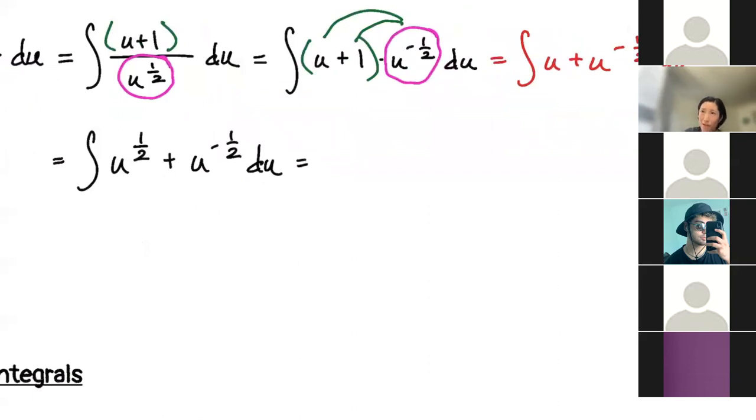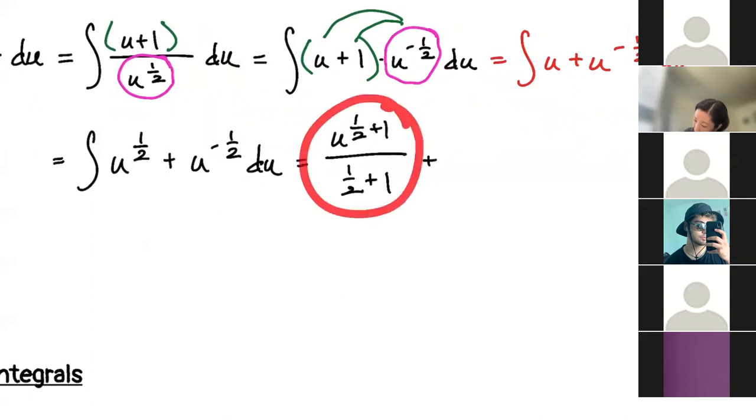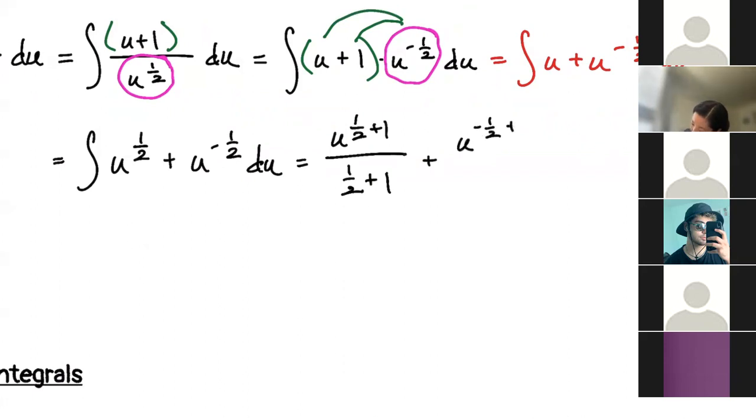Fractions, negative fractions, and the power rule. I wanted to do this because I know this is where we are struggling. So u to the 1/2 plus 1 over 1/2 plus 1. We've seen this one a bunch so far today, but I see a lot of folks who do this part correctly and then they don't do the next part correctly. So we have u to the negative 1/2 plus 1 over negative 1/2 plus 1 plus C.